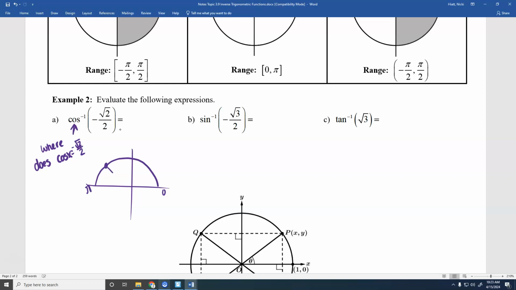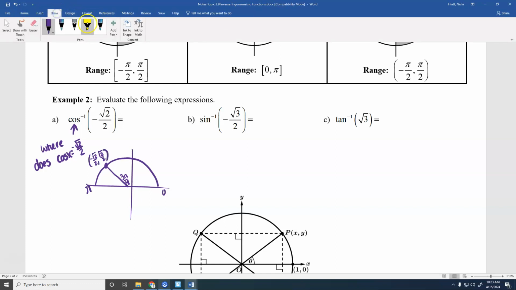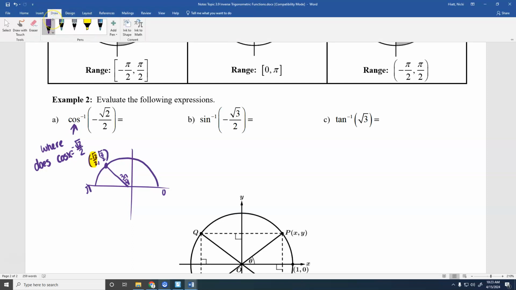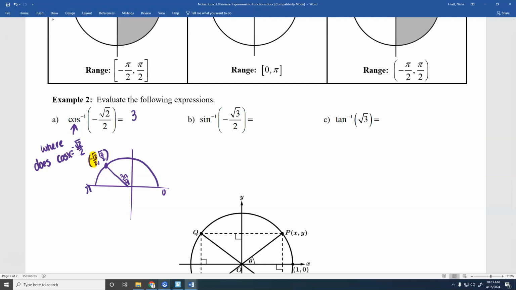It's going to be over here at 3 pi over 4. Right, because right here you have the coordinates negative root 2 over 2 and positive root 2 over 2. And for cosine, we would be looking at the x coordinates. Right? So our answer for this would be 3 pi over 4.